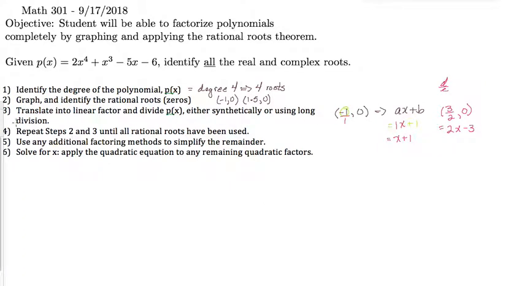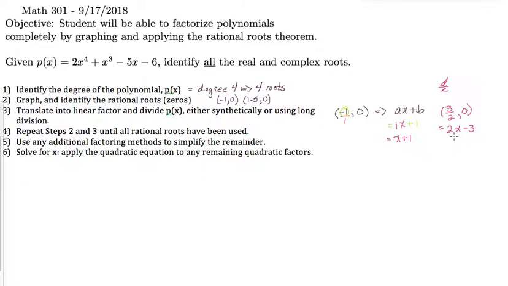Step 3, part B. Go ahead and divide the polynomial. We're going to divide this polynomial by both of these linear factors. How do we do that? Well, we can do that either synthetically, or using long division.